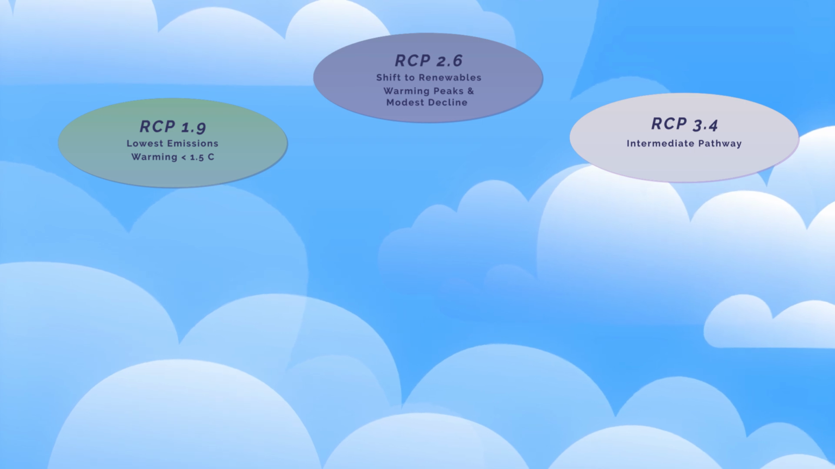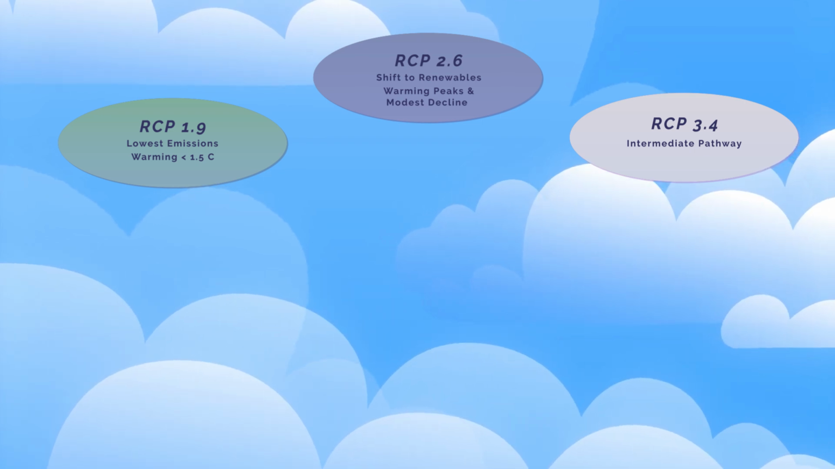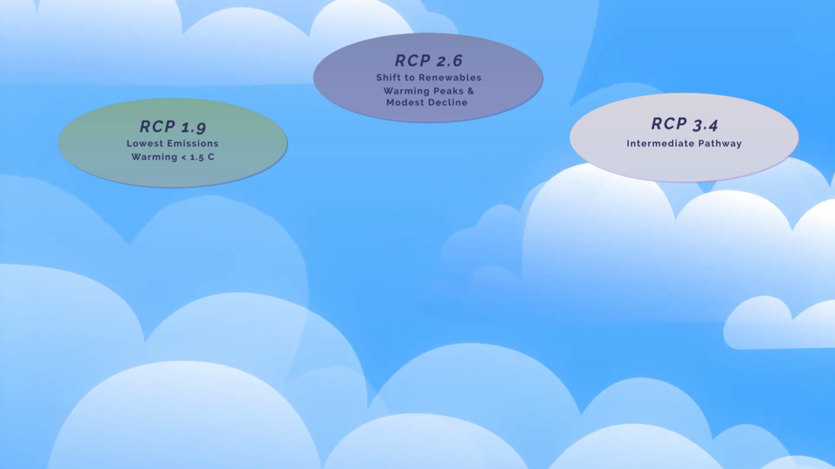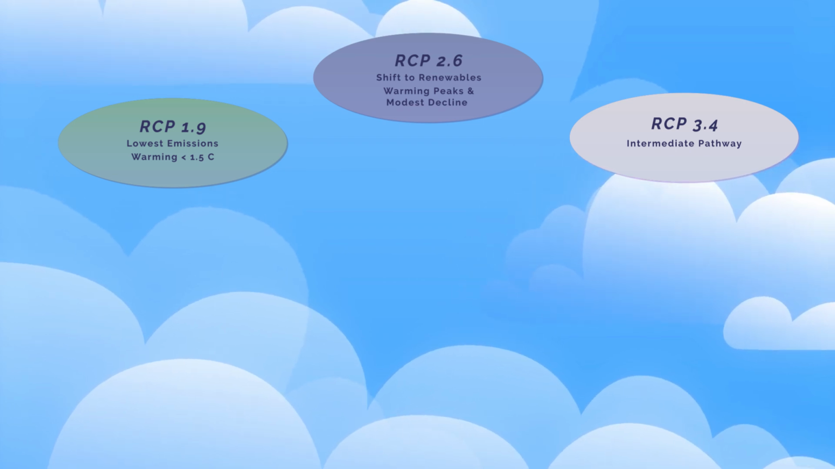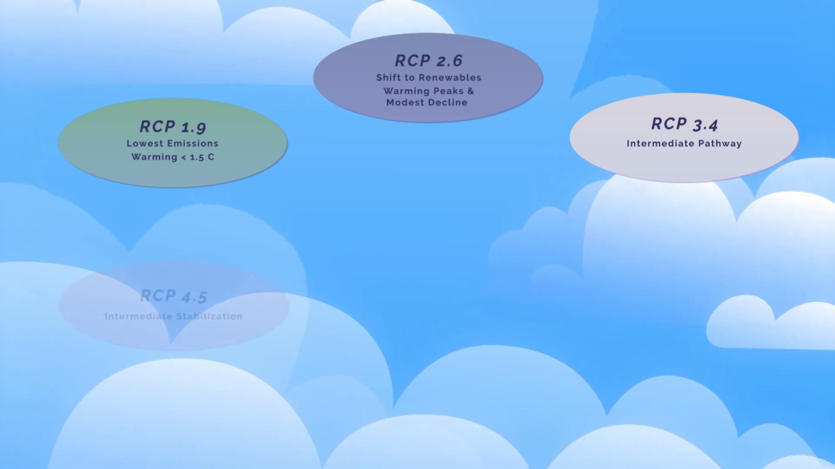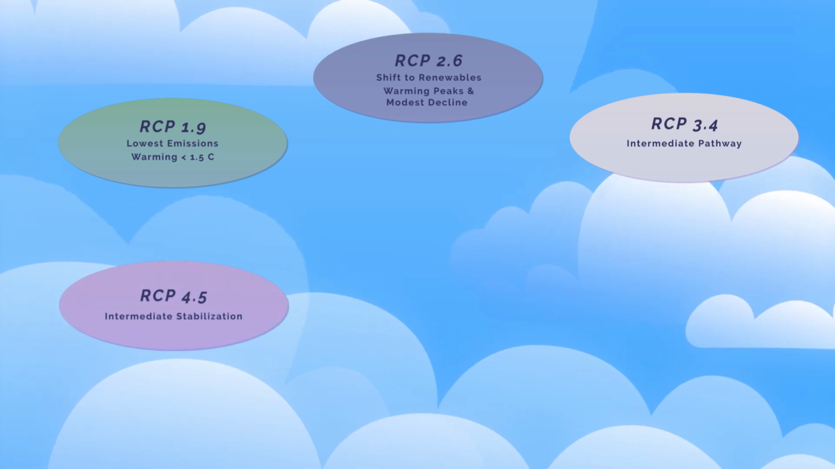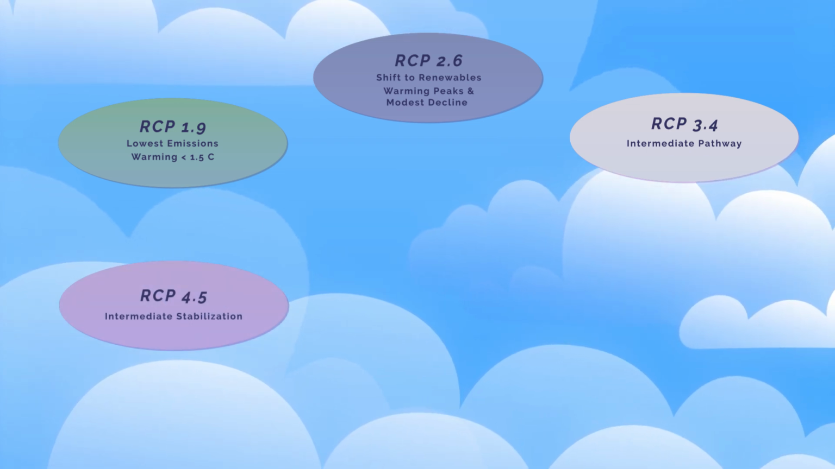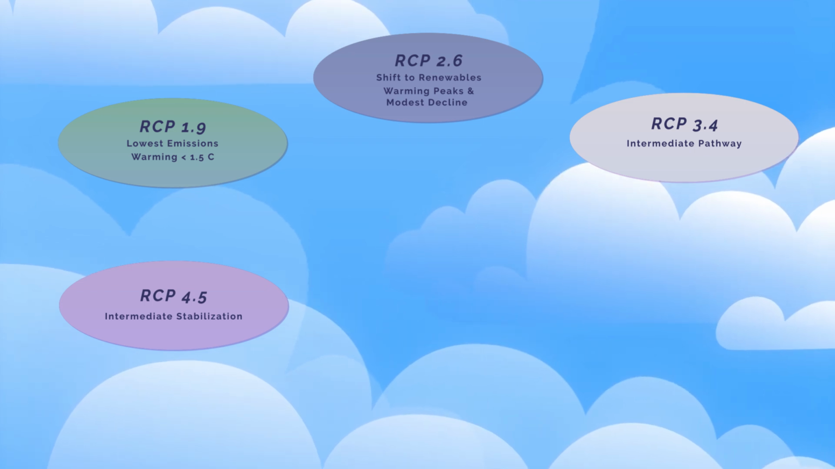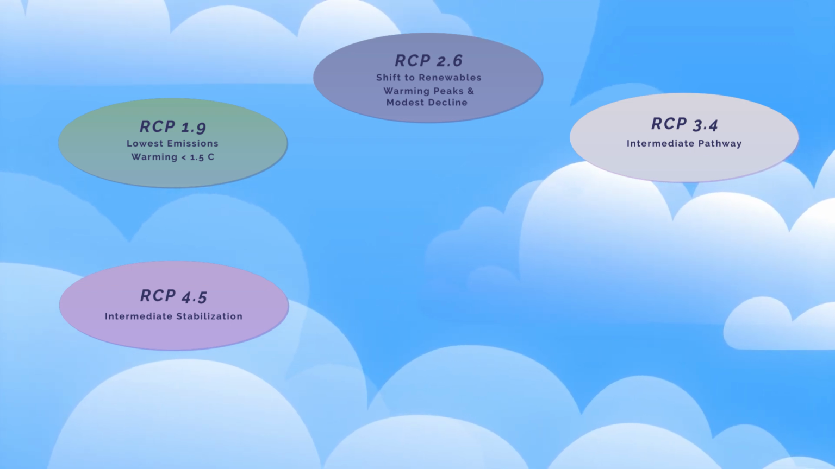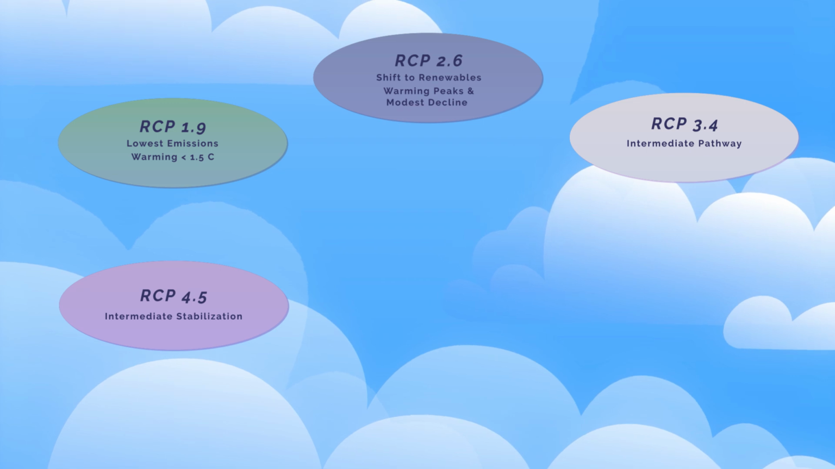RCP 3.4. An intermediate pathway between the very stringent RCP 2.6 and the less stringent mitigation efforts associated with RCP 4.5. RCP 4.5 is another intermediate stabilization pathway. Radiative forcing is stabilized at approximately 4.5 watts per square meter after 2100.